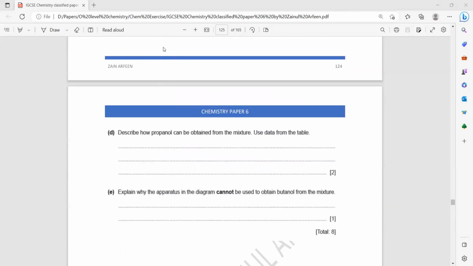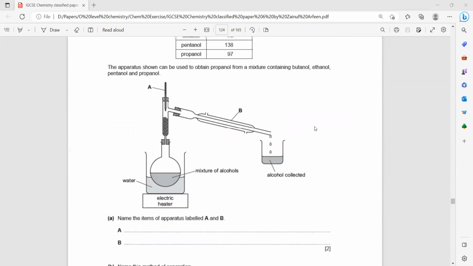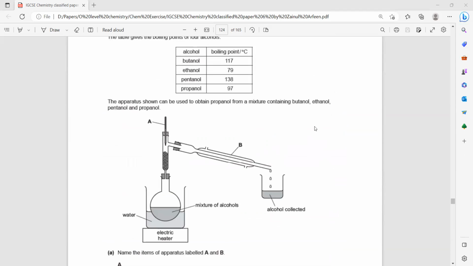Explain why the apparatus in the diagram cannot be used to obtain butanol from a mixture. From this table, you can identify why butanol cannot be obtained from this apparatus. Because the water in the water bath will evaporate.